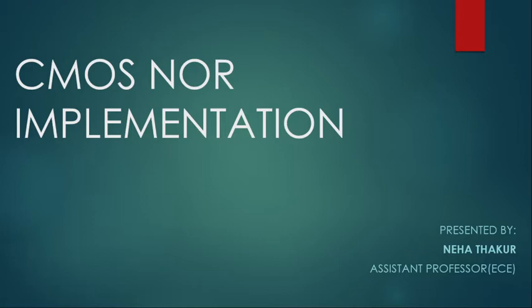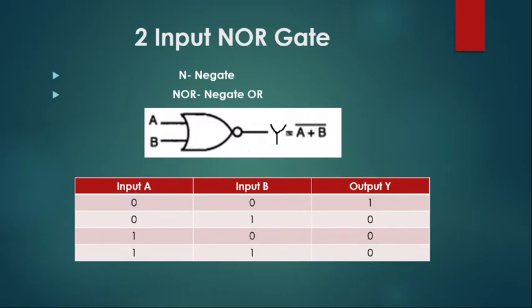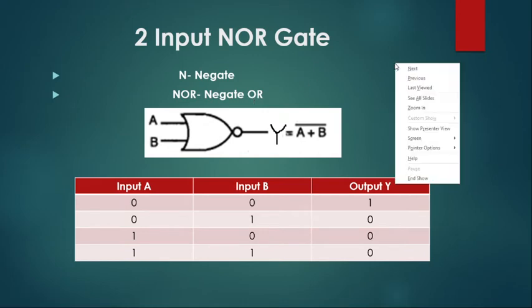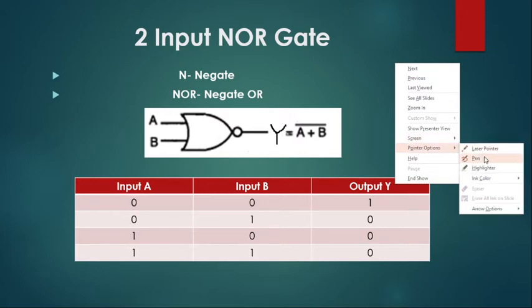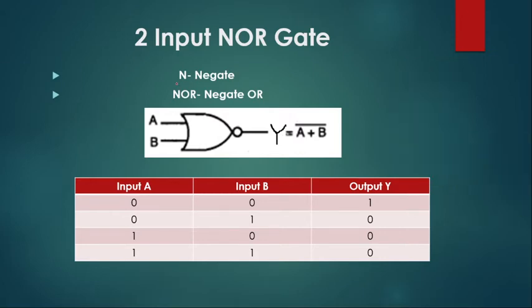Today I am going to explain a very important topic of VLSI or integrated circuit subject, that is CMOS NOR implementation. So first of all we should know what a NOR gate is. NOR gate means negate OR. Whenever you see NAND gate, NOR gate, wherever this N is there, it means negate. It is negating or inverting that operation. So NOR stands for negate of OR.